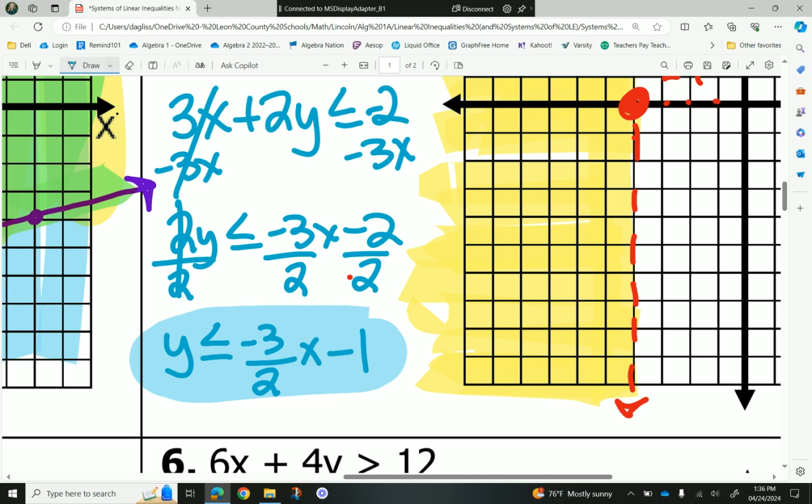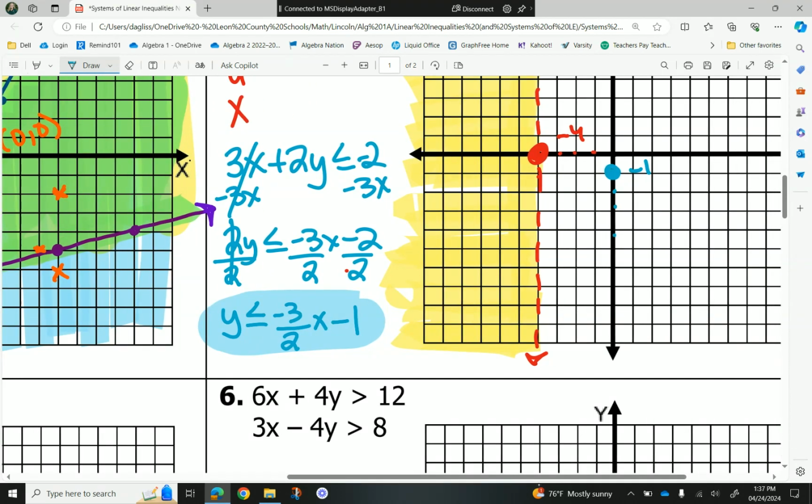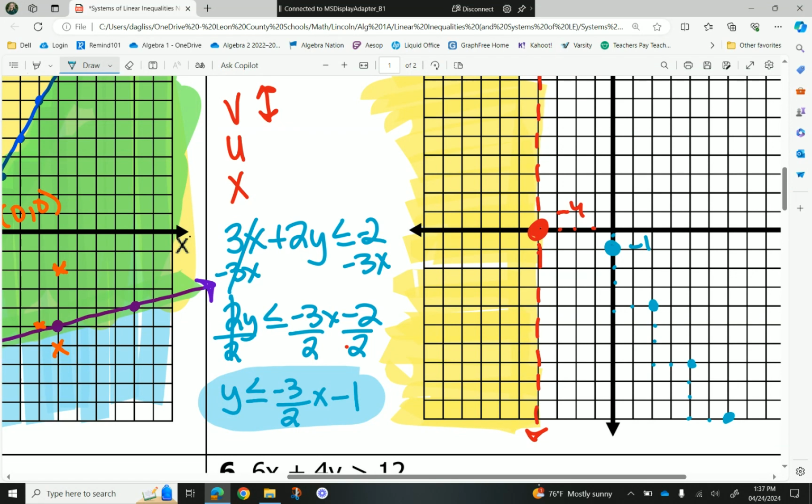So where is this line going to start? Where my y is negative 1, all right? And how am I going to move? Good. Down 3 over 2. 1, 2, 3 over 2. To go backwards, we can go up and then back. So I'm going to go up 1, 2, 3, backwards 2.